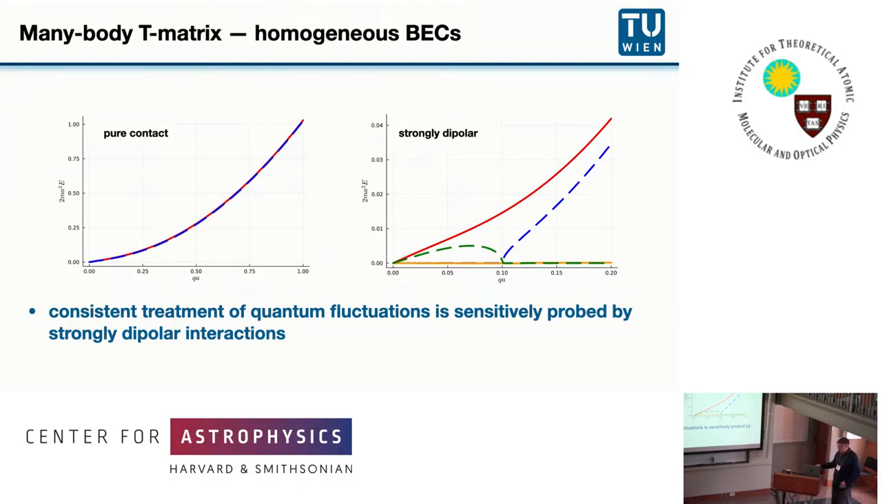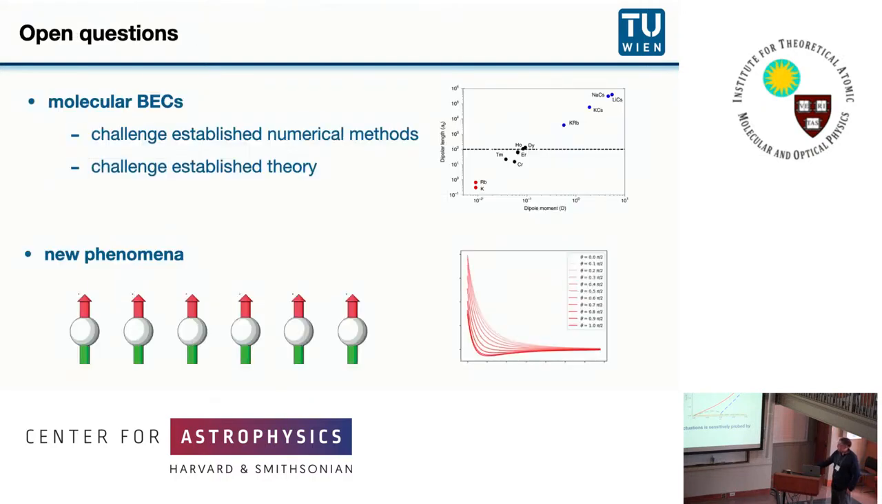So I think there's still a lot of interesting physics hidden in this system that we just didn't really pull out so far, mostly because experiments haven't been in the regime where they become important, but now they are becoming important. So these are one of the two interesting perspectives, I believe, when you go to these stronger dipoles.